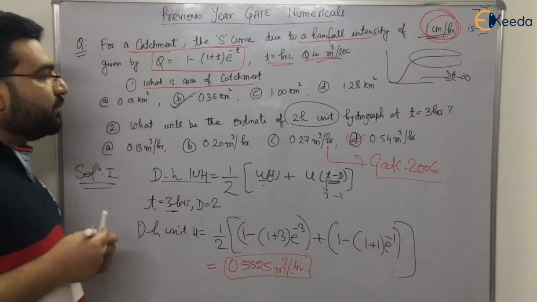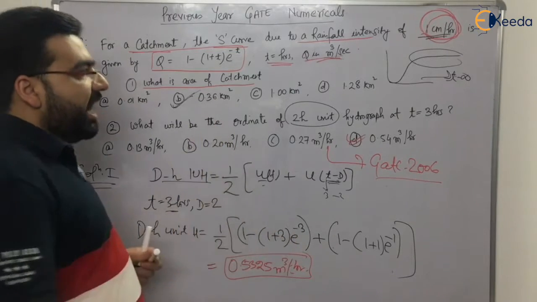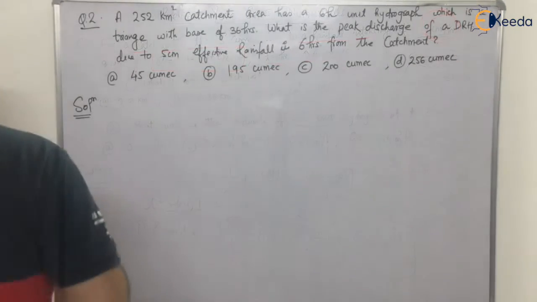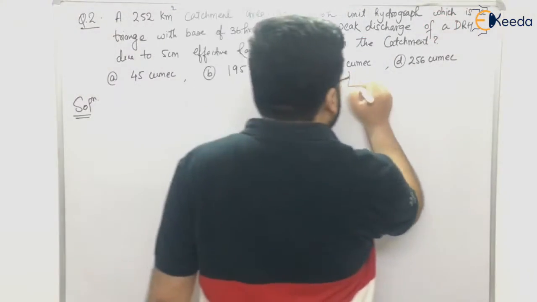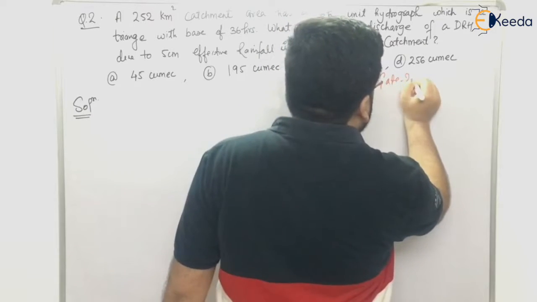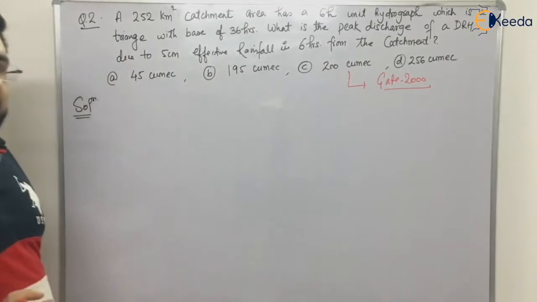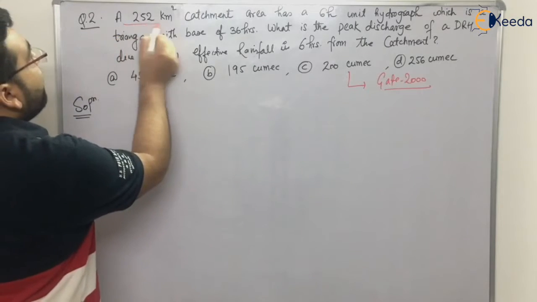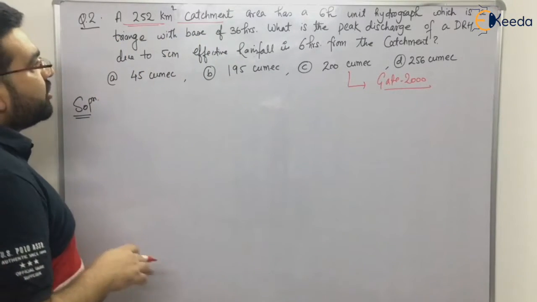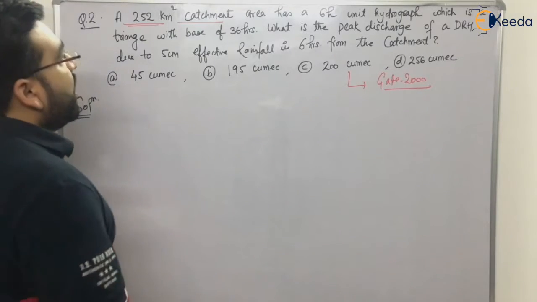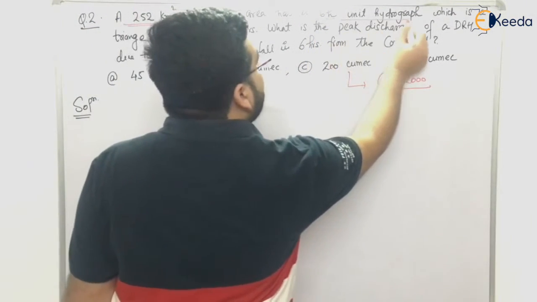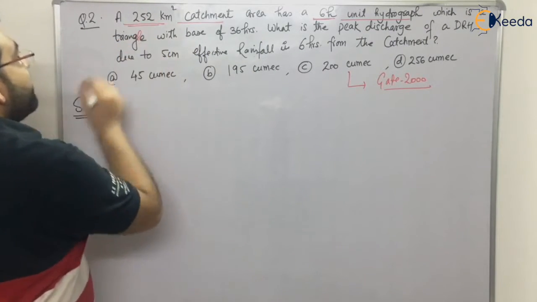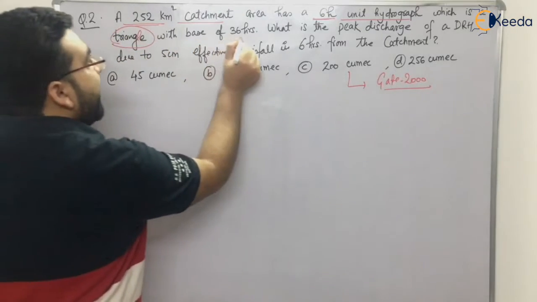Clear? Now, let's move forward and solve a few numericals which have been asked in previous GATE examinations. So this numerical came in GATE 2000, right? And similar type of numericals have been asked many times in GATE examinations, right? So the question is, a 252 kilometer square catchment area, so the area of the catchment is given to you, has a 6 hours unit hydrograph, which is a triangle, right? With a base of 36 hours.